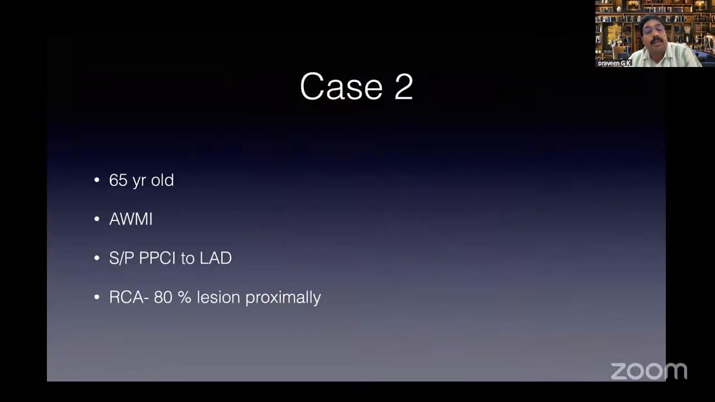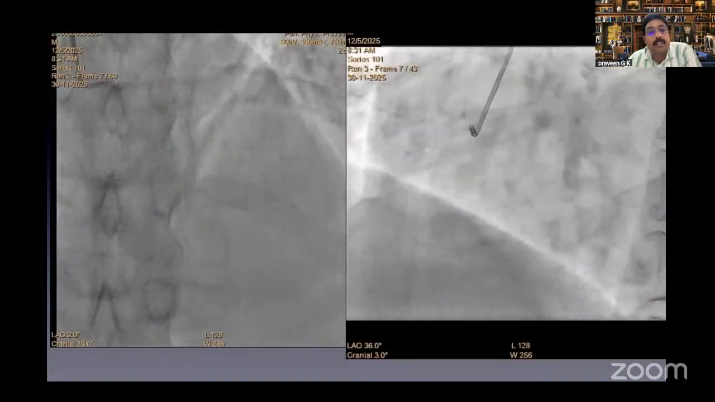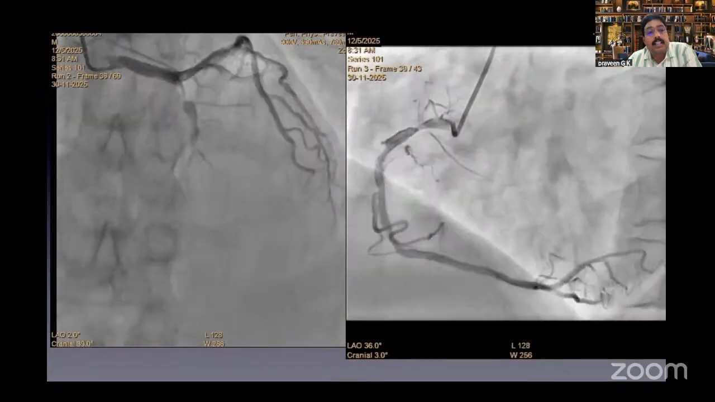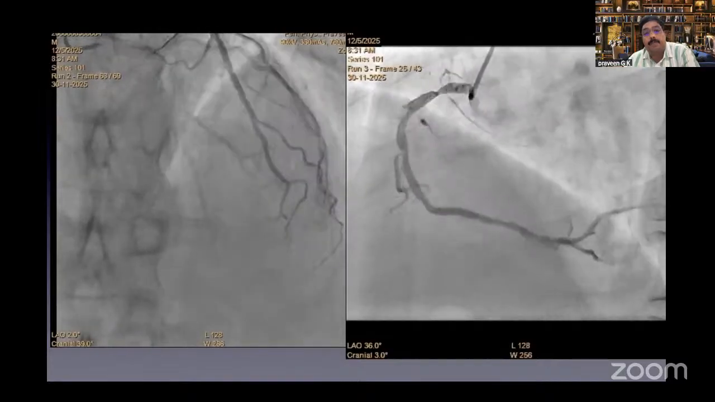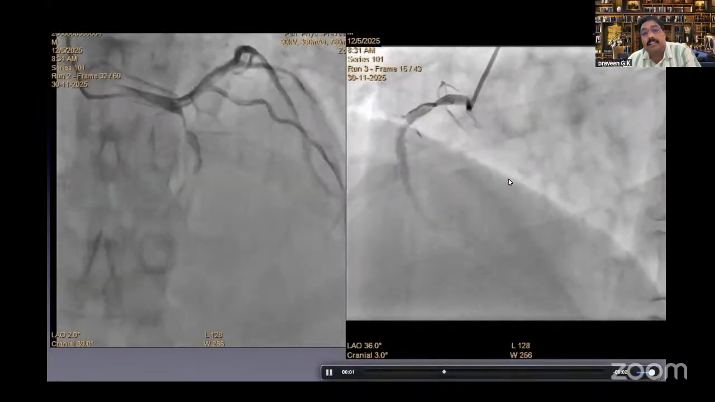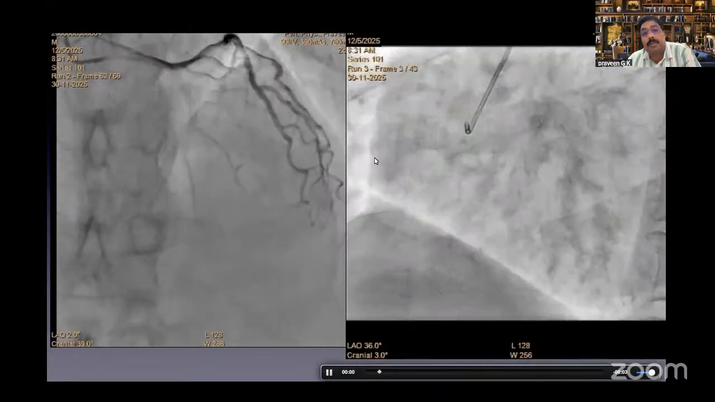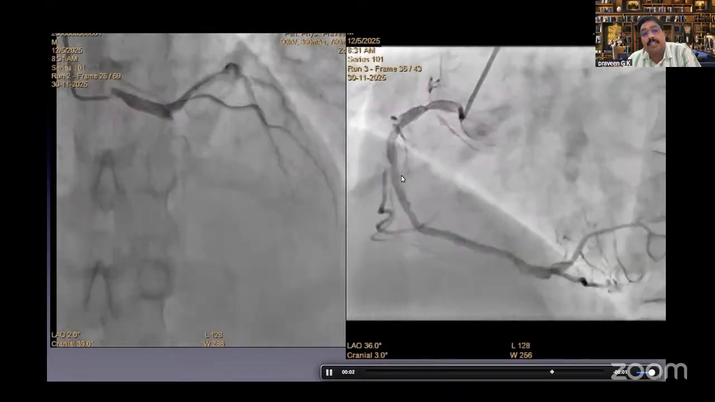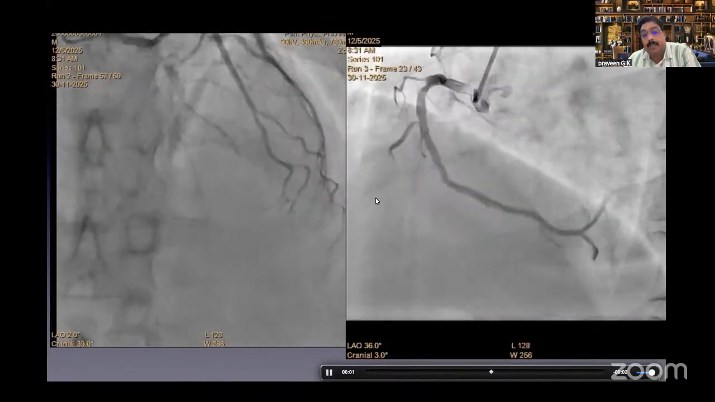And now moving on to the second case, a 65-year-old gentleman. He came with acute anterior wall MI. So we did a primary PCI to the LAD, and the RCA had an 80% lesion proximally, quite a diffuse disease in the proximal part. So this was the LAD which we tackled on the first day, and in the RCA, you can see a lesion in the proximal part, and then we have a relatively normal segment in the mid RCA.